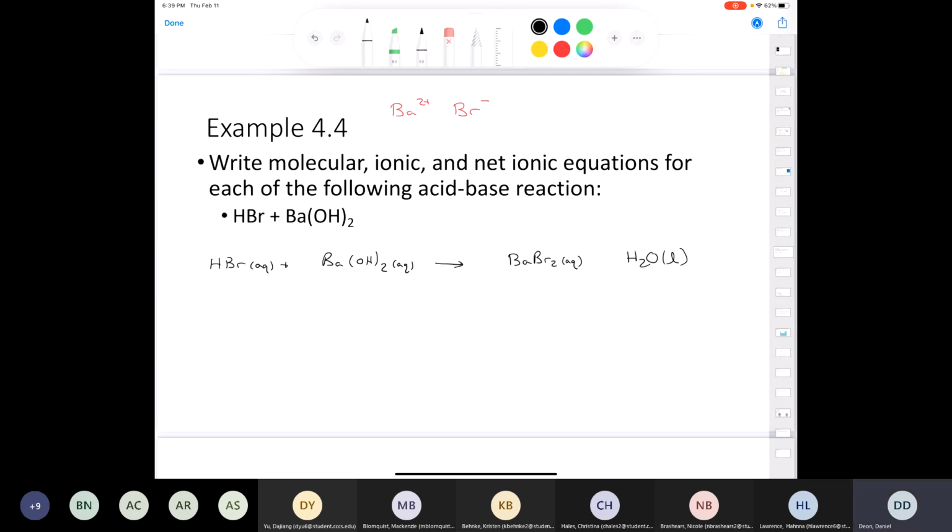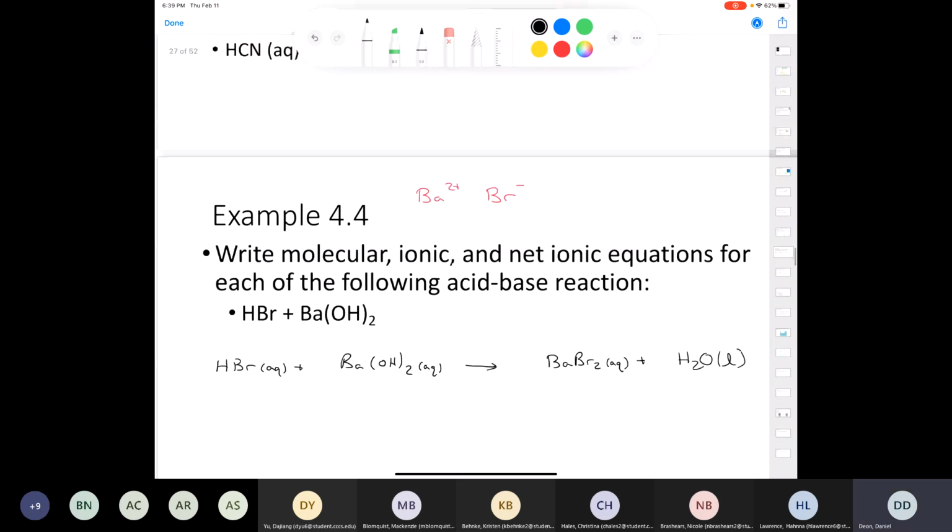And it's aqueous. I'm not going to go back to the solubility table, but if you want to, you can go back and prove it to yourself. Now we need to balance out the equation.